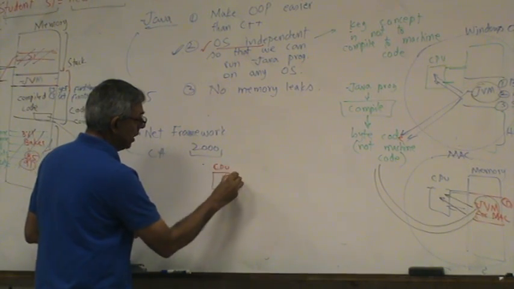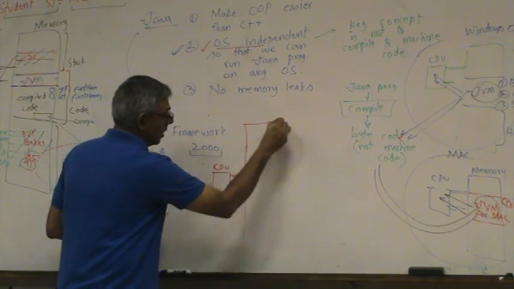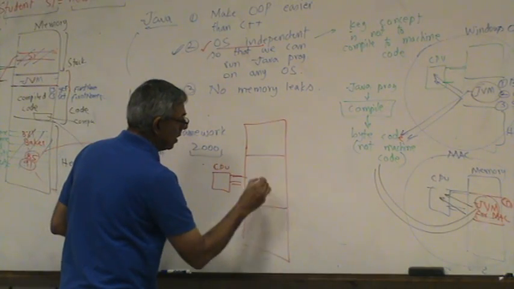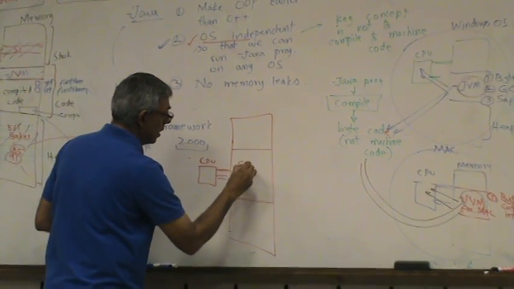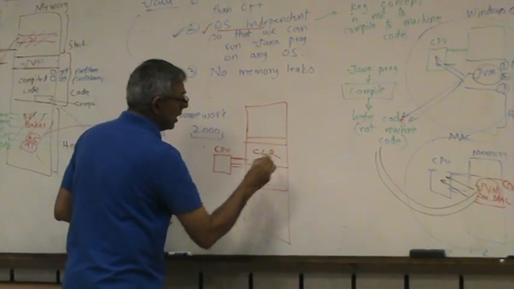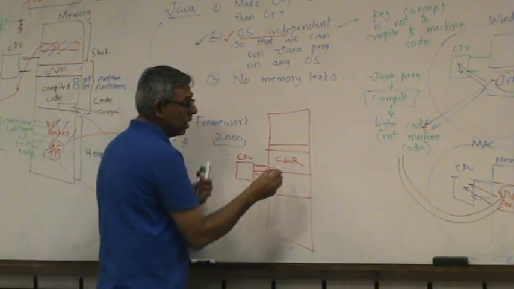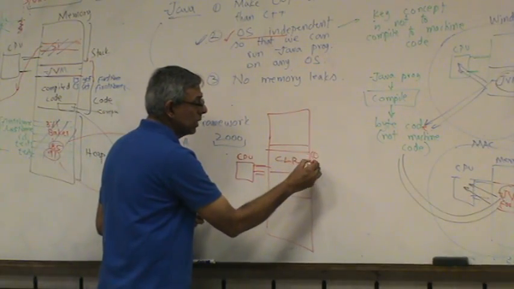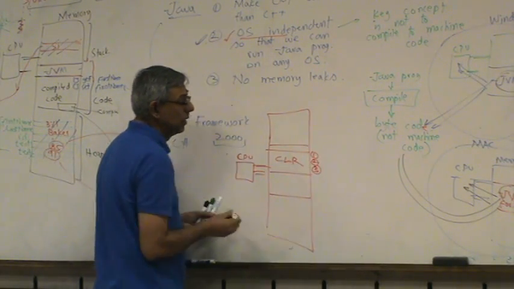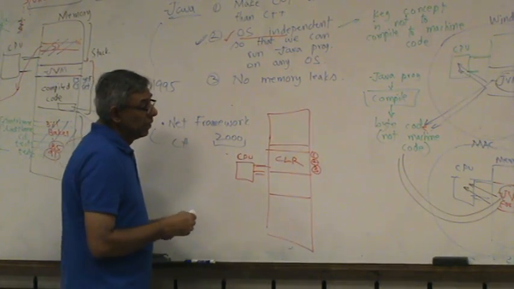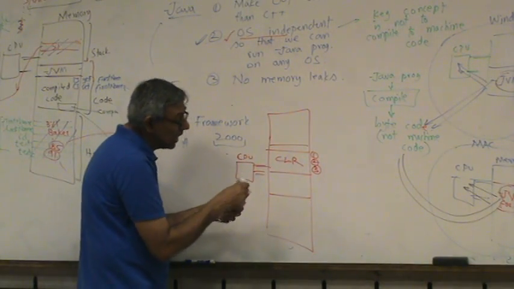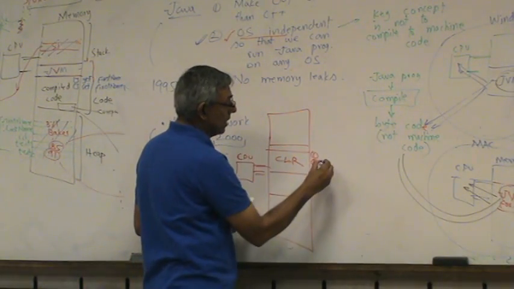So if this is the CPU, it's called CLR. We will load CLR in the memory of the computer. CLR stands for Common Language Runtime. Just like JVM, it has 3 parts to it. The second and third parts are the same.